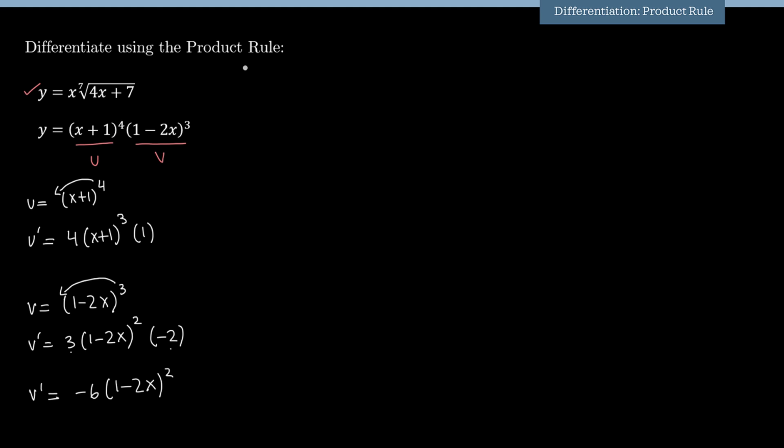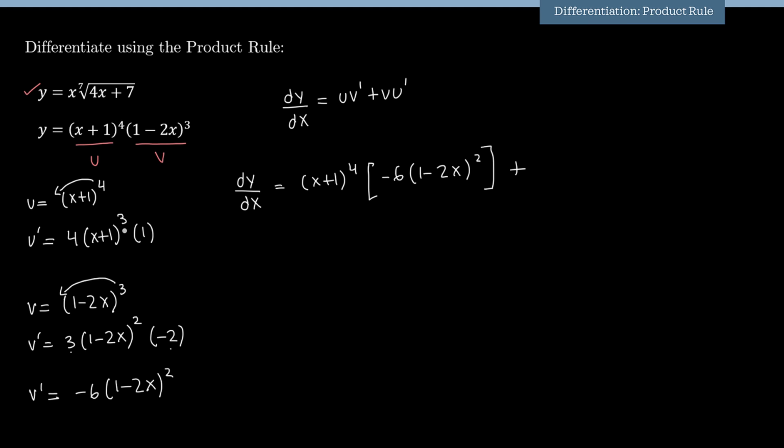So after finding v dash and u dash, I can go on and use the formula of the product rule. The formula of the product rule is dy upon dx is equal to u v dash plus v u dash. Here u is (x plus 1) to the 4, so dy upon dx is equal to (x plus 1) to the 4 times v dash, which is this minus 6 times (1 minus 2x) whole squared, plus v, which is (1 minus 2x) whole cube, times u dash, which is 4 times (x plus 1) whole cube.